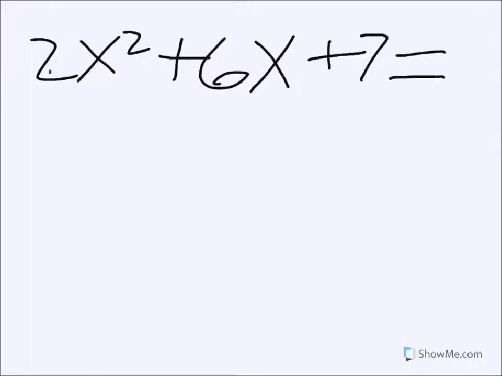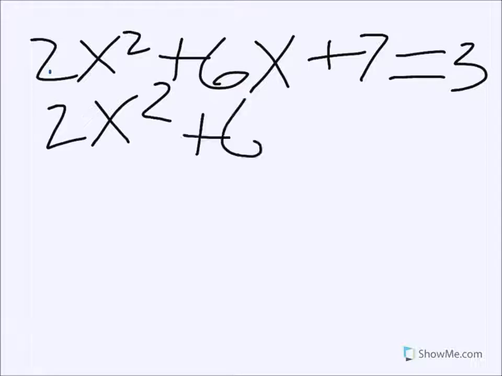So 2x squared plus 6x plus 7 equals 3. Okay. So the first thing we're going to do is subtract 3 from both sides so that we get 2x squared plus 6x plus 4 equals 0.